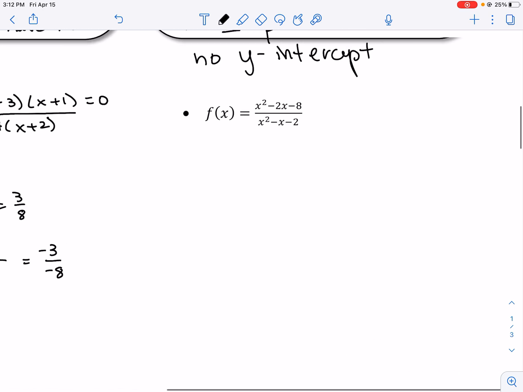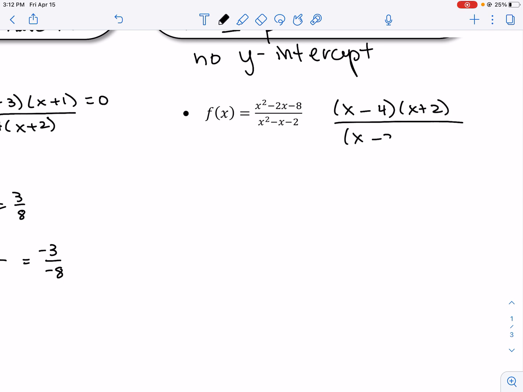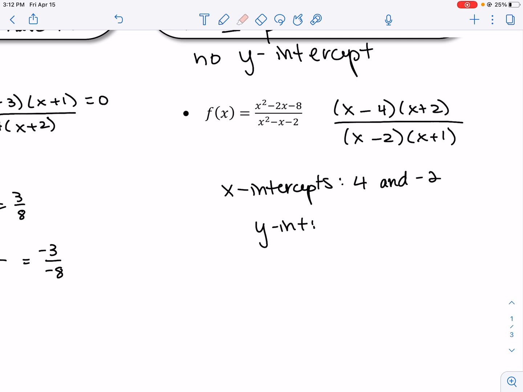All right, let's look at the second one. So x minus 4, x plus 2, and below it, x minus 2 and x plus 1. No holes again. My x-intercepts are 4 and -2. And my y-intercept in this case is, let's see here, because all of this is going to cancel, -8 over -2 is 4.